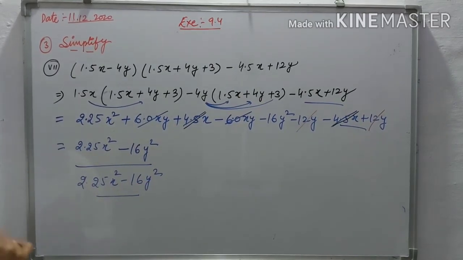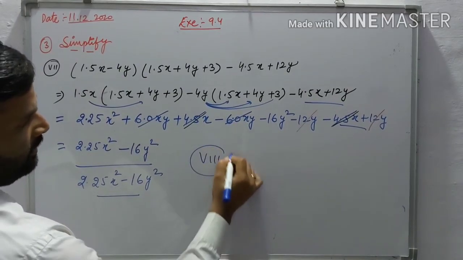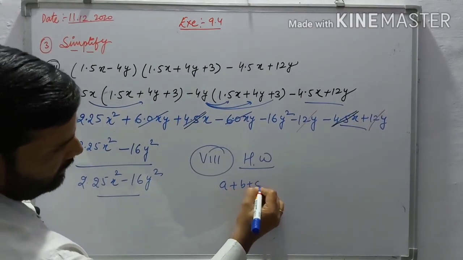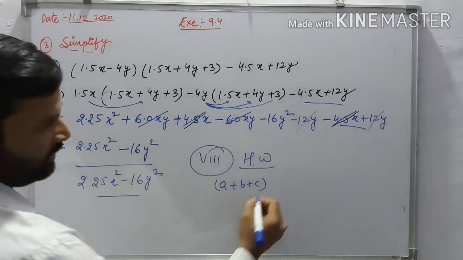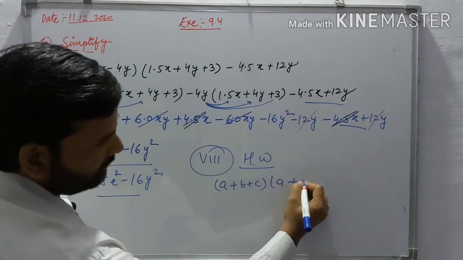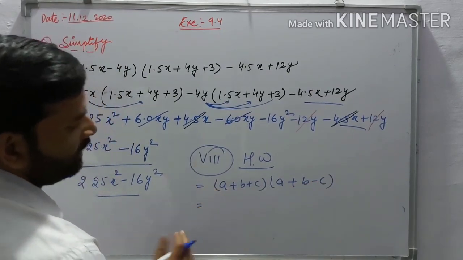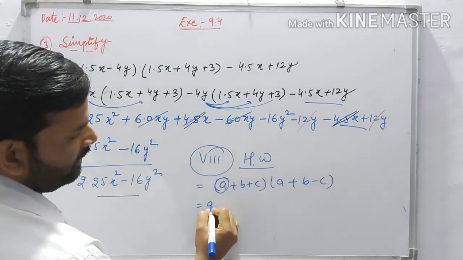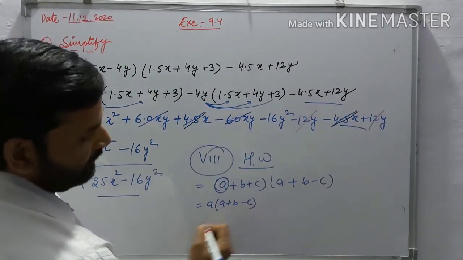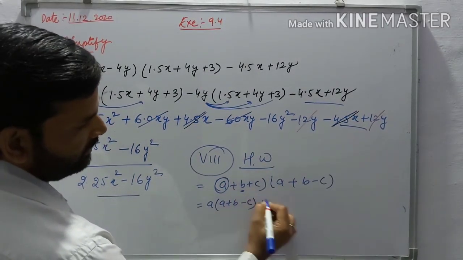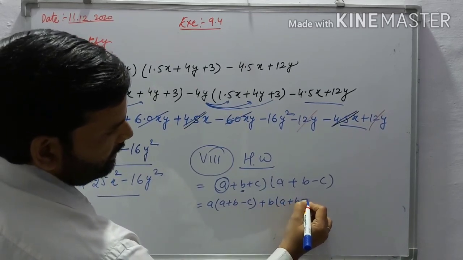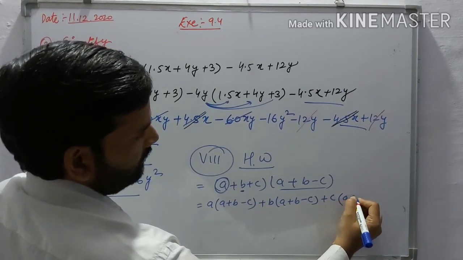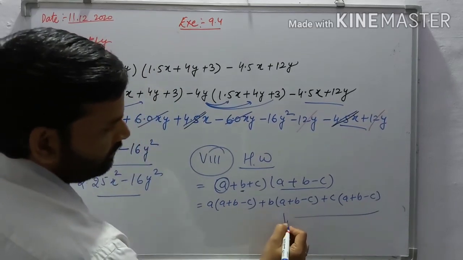Okay, and the last question is question number 8, a homework. This is a question of a plus b plus c, and a plus b minus c. I will write the one step and next step you solve. It means trinomial times trinomial. So first, a multiply a plus b minus c. Okay, second term is b, so b multiply a plus b minus c, this is a full bracket, and plus c multiply a plus b minus c, and next step you have to solve.